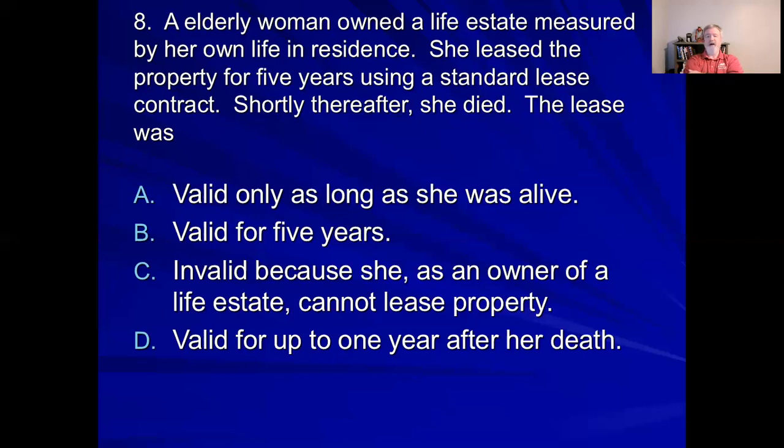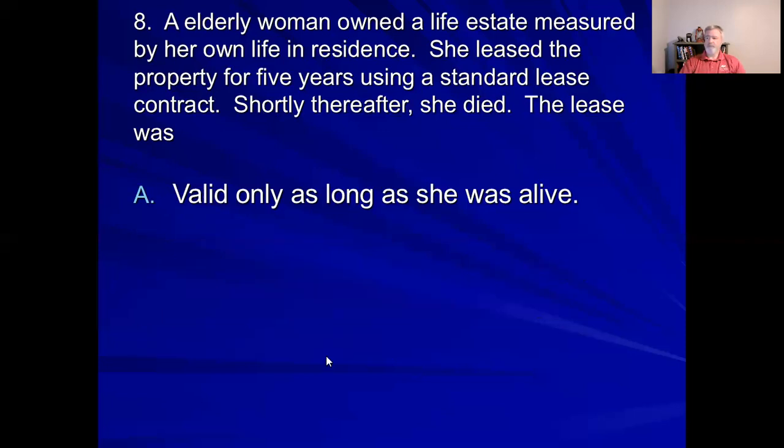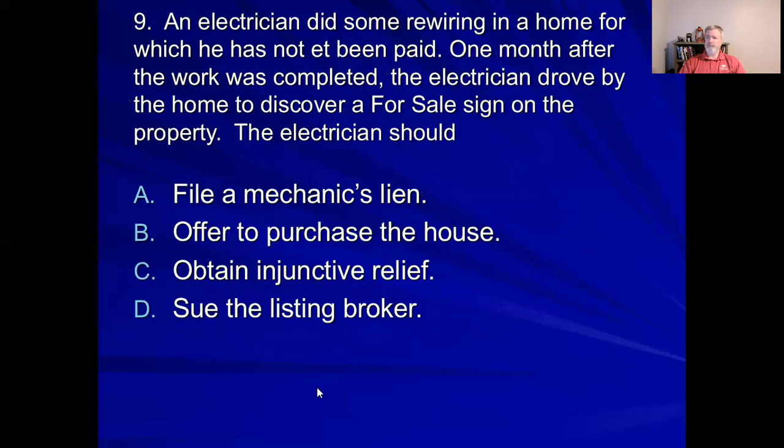B, valid for 5 years. Cannot guarantee that. What happens if the owner dies in 3 years? Then that lease would be up in 3 years. It's not valid necessarily for 5 years. But then A, valid only as long as she was alive, which is what we've been saying and talking about. So I'd say A is the right answer. 8 is A. Very good.